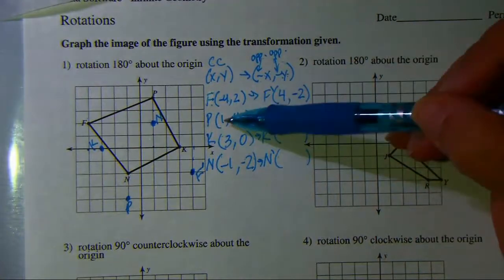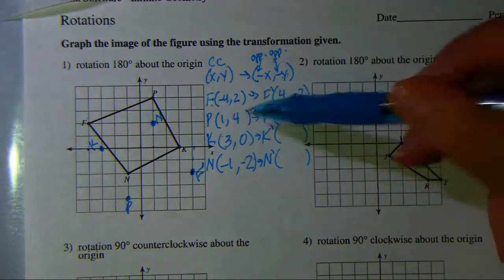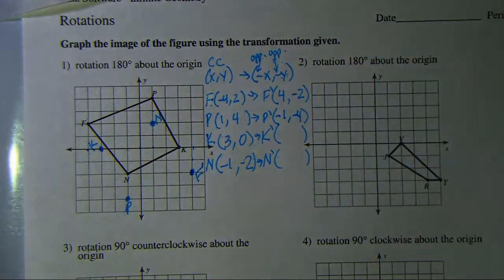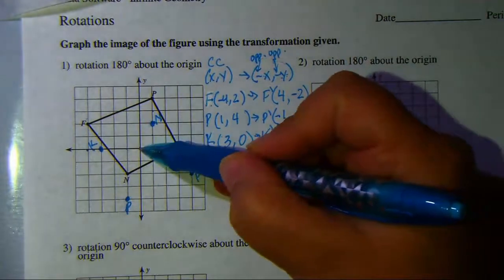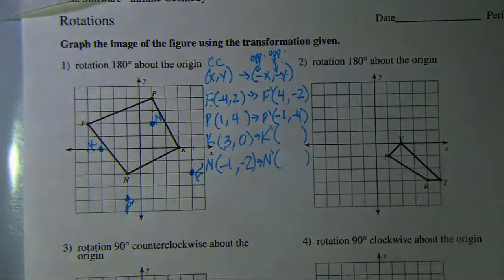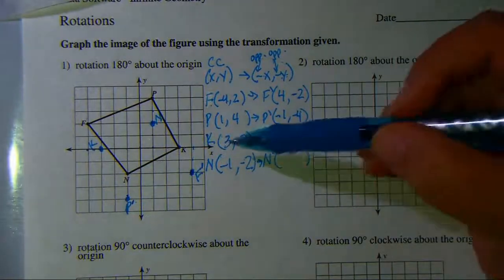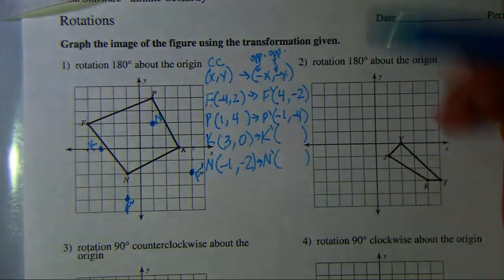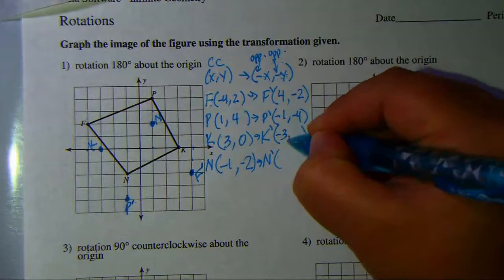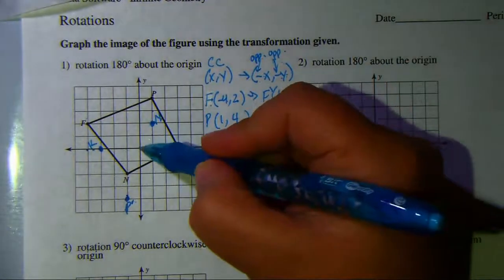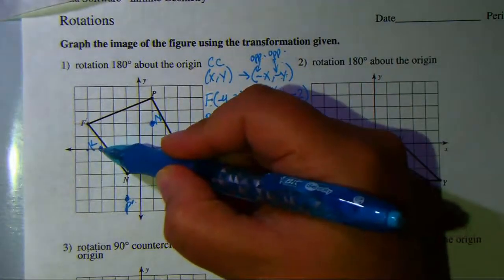My p is +1, +4. So p prime will be the opposites of that. So -1 and -4. So here's p prime, -1, -4, right there. There's p prime. My k starts off at 3, comma 0. +3, +0. So -3 now and -0, but there's no such thing as a -0, so it's still 0. So k is at -3, 0, 1, 2, 3 to the left, right there.